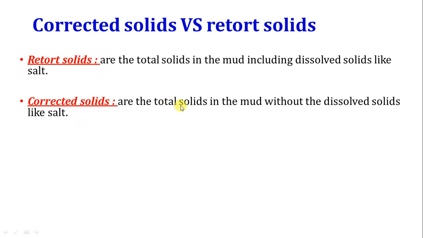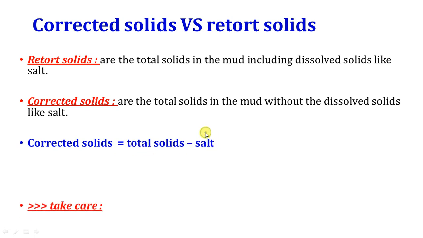Corrected solids are the total solids minus the salt which is dissolved in the base fluid. For example, they are the total solids in the mud without the dissolved solids like salt. So we have to take care of this. What's the meaning of corrected solids? This is a very important question in any interview. It's equal to the total solids minus the salt volume.